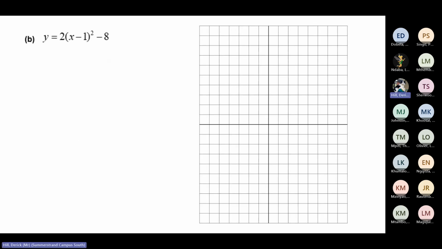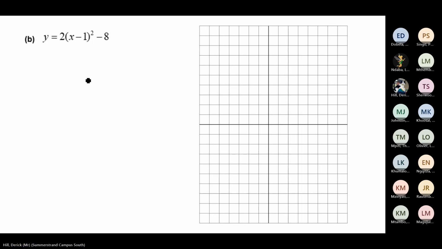Now we've got a bit of a more interesting graph that we're drawing here. We can see that we have a squared over here, so we can have an x squared. What does that mean? We're going to have a parabola. We are done with straight lines.